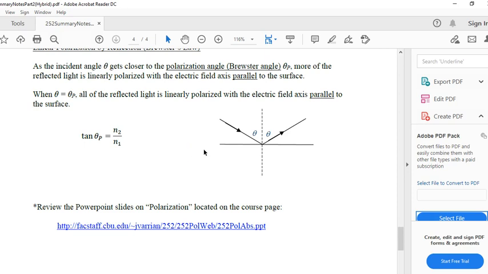I'll make one more video where we talk a little bit more about polarization and then scattering and absorption. But that again is, quote, bonus material.